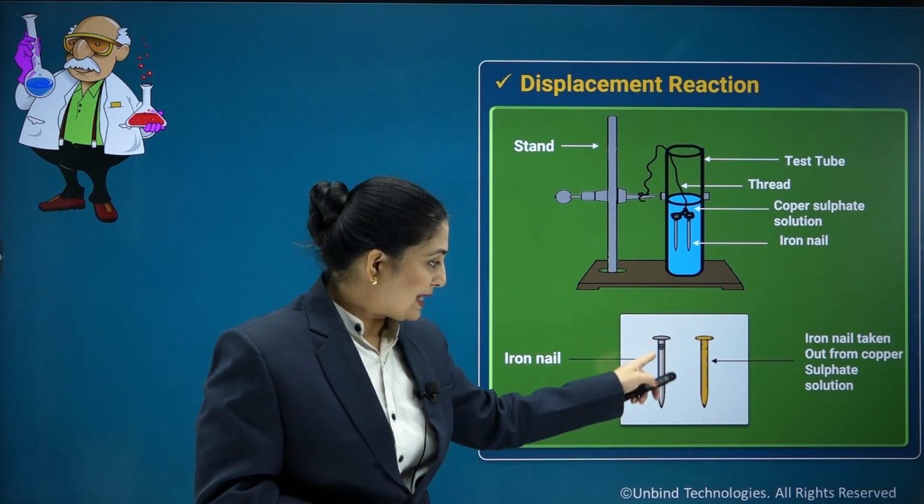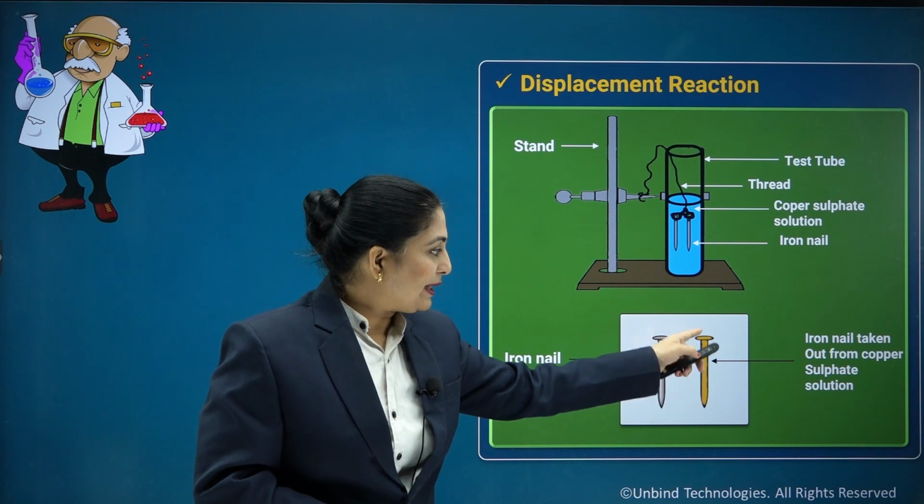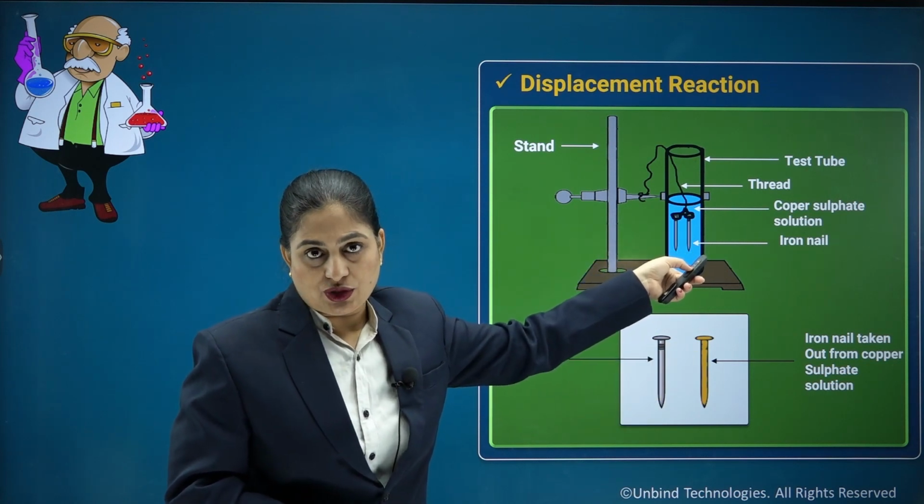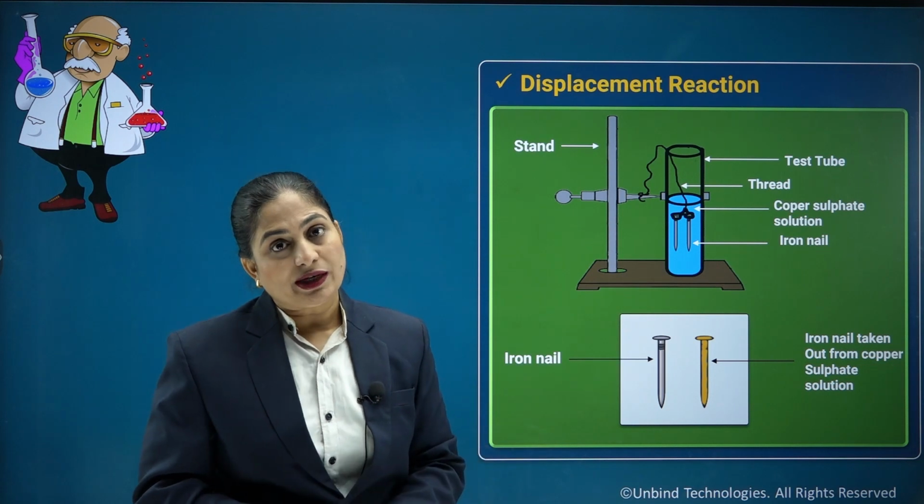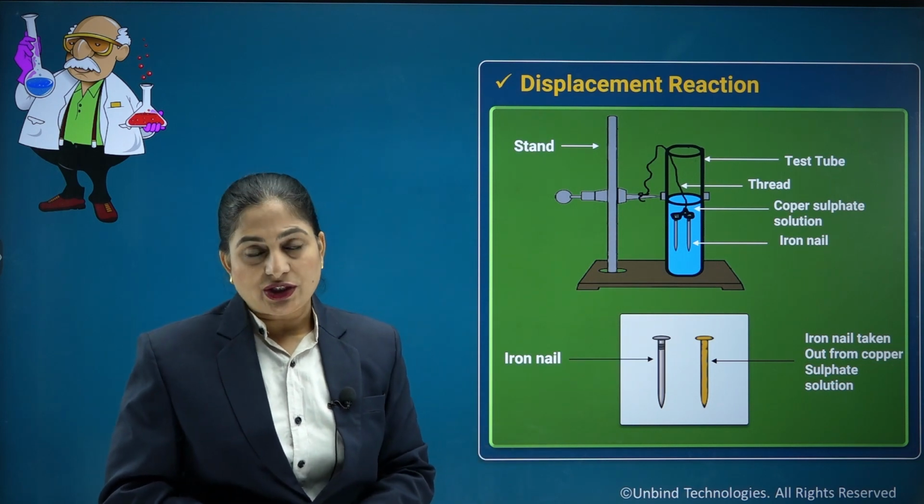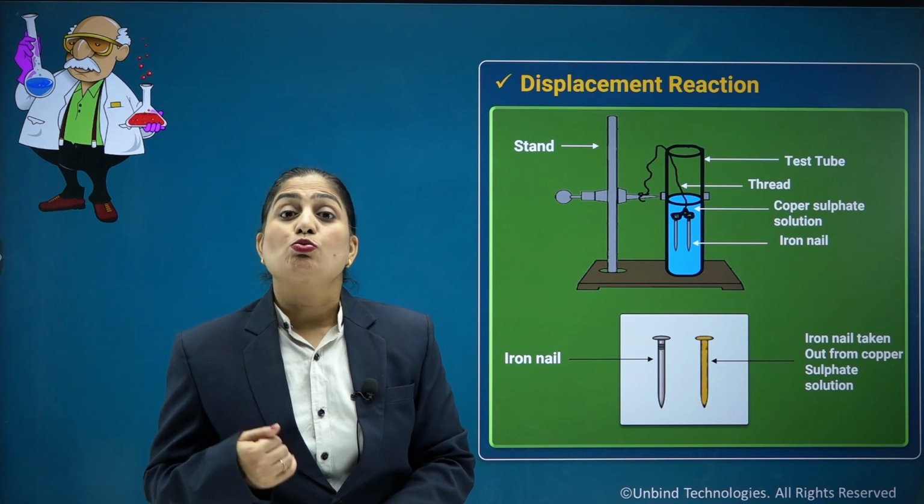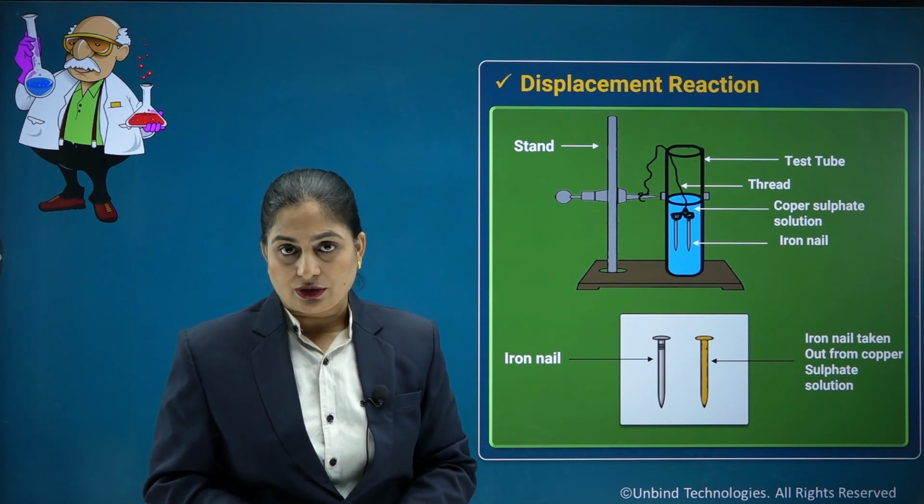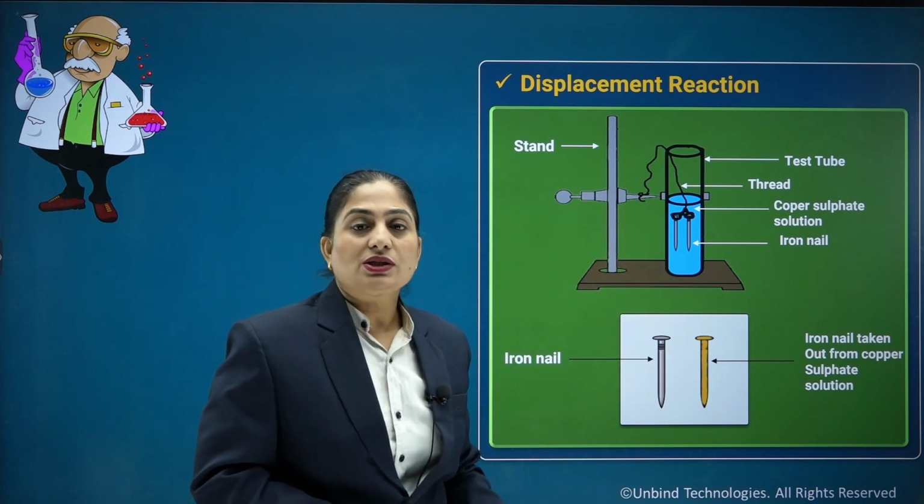Originally the iron nail was like this, and now copper has been deposited on it by dipping it in copper sulfate solution, because iron is more reactive. So here the displacement reaction takes place, and iron, which is more reactive than copper, displaces copper from copper sulfate solution. So this is how the reaction takes place.